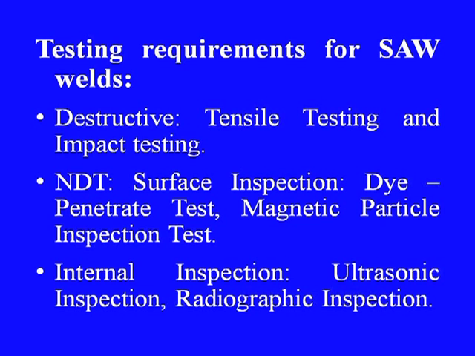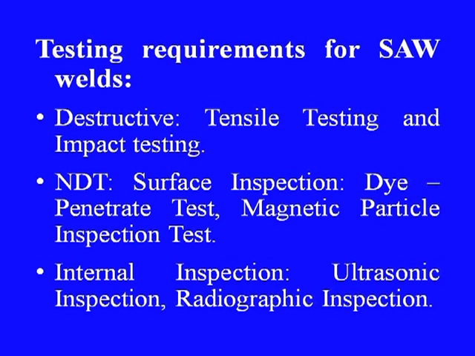Testing requirements for submerged arc welding welds. Number one, destructive testing. These tests include tensile testing and impact testing. As we know, in both these cases, the specimen or the weld joint is destroyed and the corresponding strengths, tensile strength and impact strength, are measured.